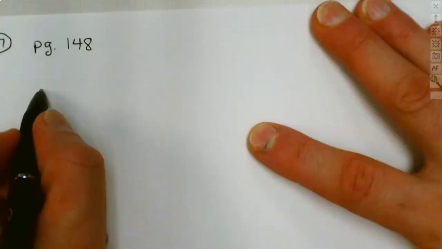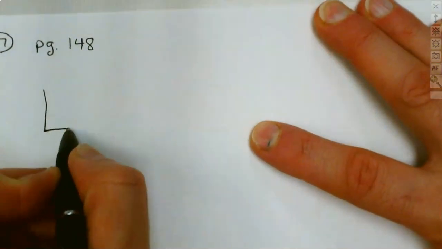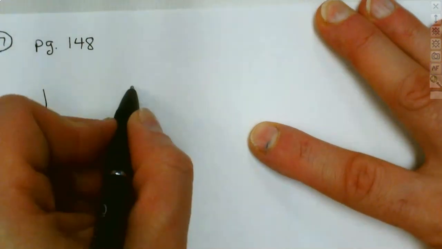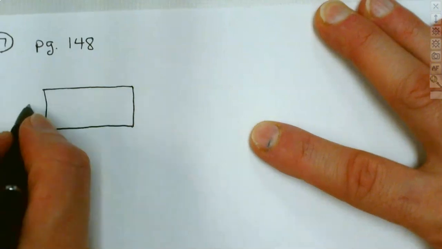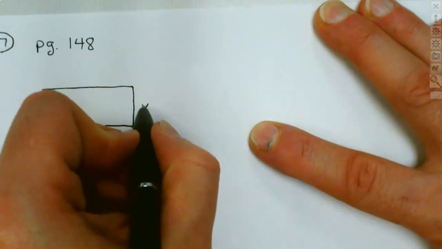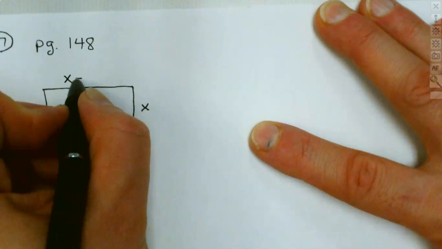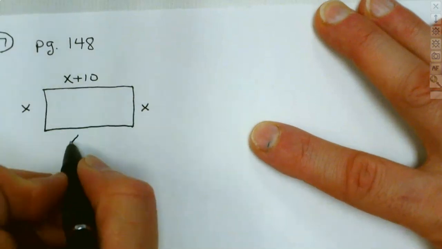So let's first begin with our sheet of metal. So what do we have? We have a piece of metal that is 10 inches longer than it is wide. So let's draw our metal piece here. 10 inches longer than it is wide. We don't know how wide it is, so we'll call that x. The length is 10 more, so that's x plus 10.